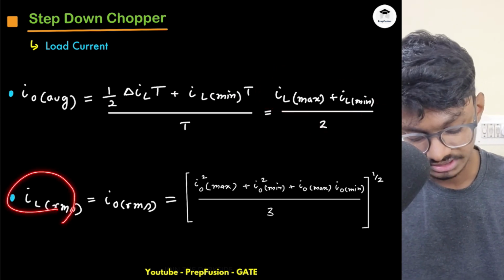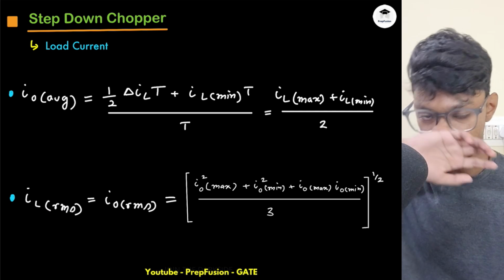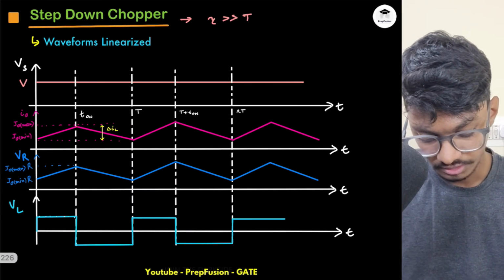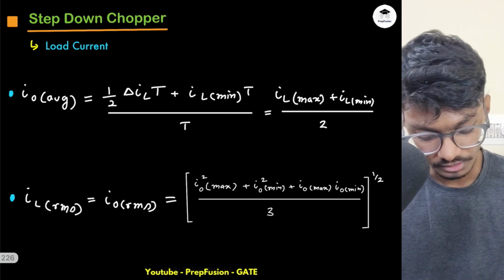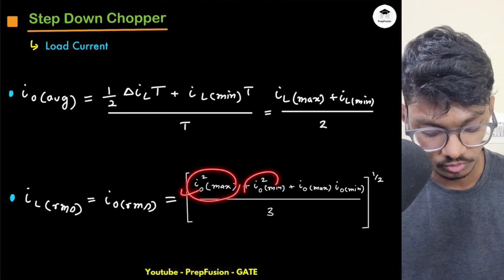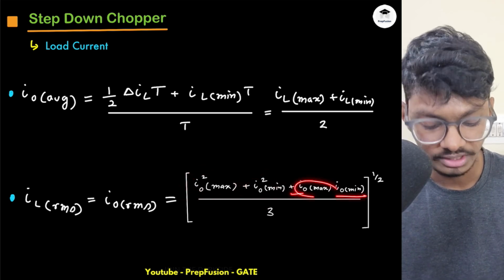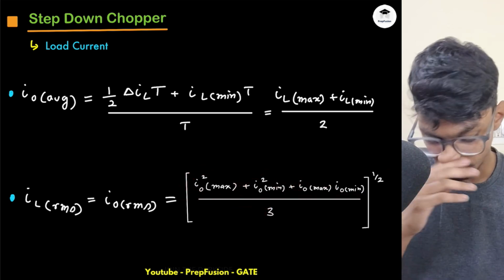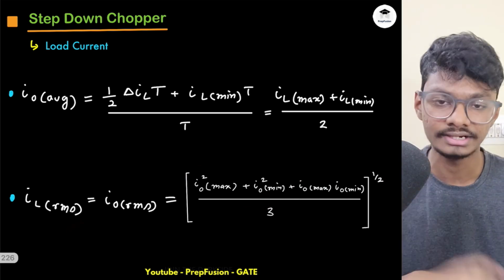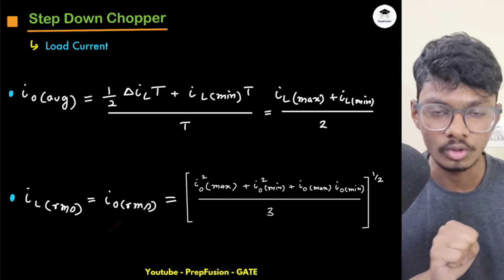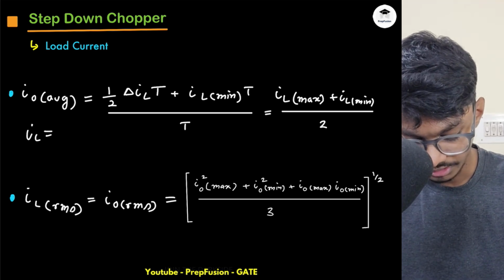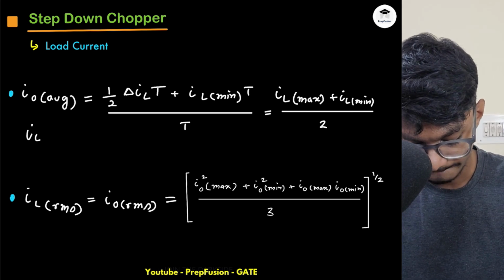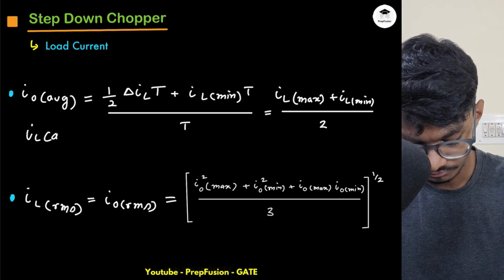Now what will be IL RMS or IO RMS? I told you at the start of the previous lecture, I derived a formula for computing the RMS of this type of waveform, which has a rectangle and a triangle. The formula will be the square root of (IO max whole square plus IO min whole square plus IO max into IO min), divided by 3. This will be the IL RMS, that is the inductance RMS current, or the load RMS current. This is the IO average, that is the load average current, and the inductance average current.